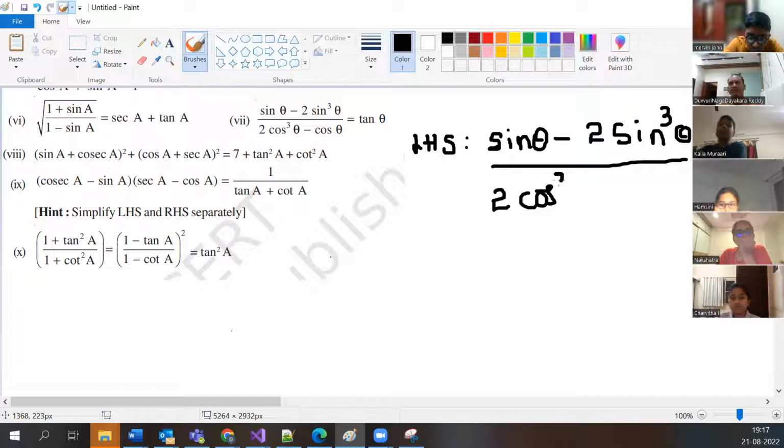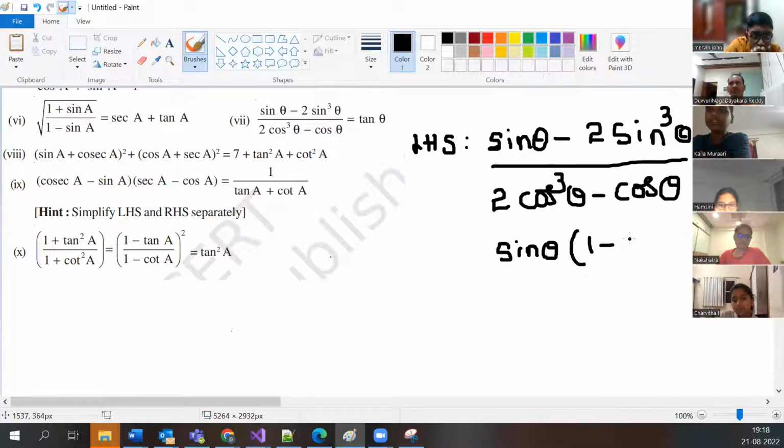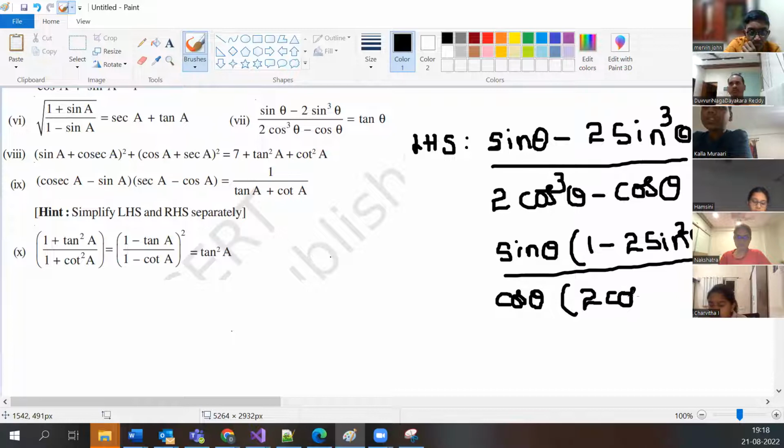What is common in the numerator? Sine theta. Very good. What is common in the denominator? Cos theta. Take sine theta outside: sine theta into 1 minus 2 sine square theta, divided by cos theta common. If I take out cos theta, then it will become 2 cos square theta minus 1.